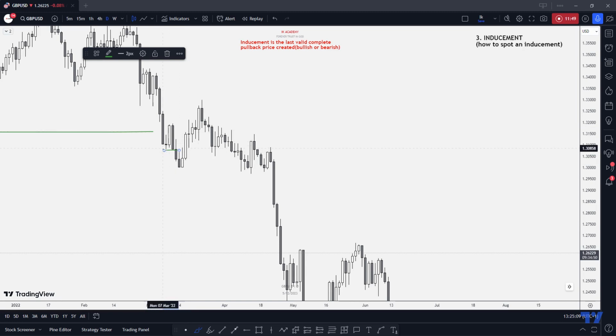So we have that here. That's a low I was taking. So this is going to be our most recent, or the last valid complete pullback that we have, and that's going to be our inducement. Price took it out, and then price continued to the downside. Let's continue.